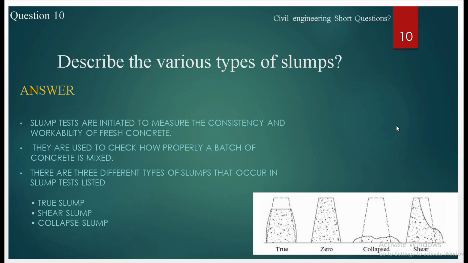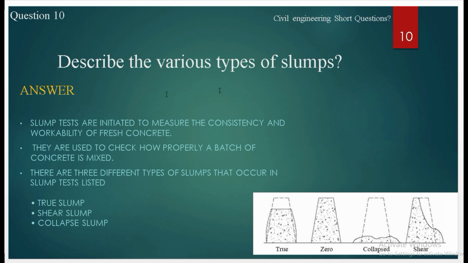Question number 10. Describe the various types of slumps. Well, slump test is the main concrete test we have on site. It is used to measure the consistency and workability of fresh concrete, of every concrete batch, in fact. So slump test tells us how properly a batch of concrete is mixed. It tells us what is the amount of water added into it, and it tells us how suitable the batch of concrete is for RCC work.